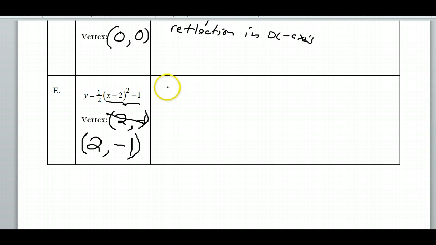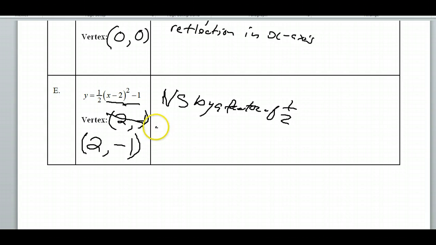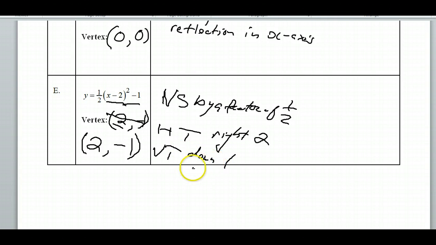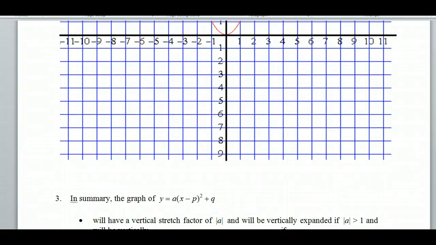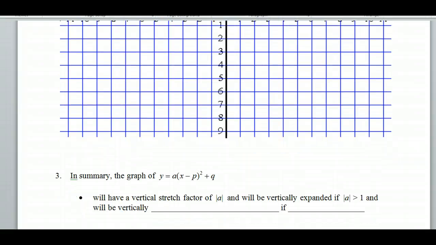Okay, now we need to describe in words what's going on here. So first we start with stretches. We have a vertical stretch, VS, by a factor of 1/2. We have a horizontal translation, HT right 2. And we have a vertical translation, down 1. Okay, so now as far as doing all of the graphs go, what you need to do is just go look at the sheets to find the graphs sketched on there. They'll be sketched very nicely and not have to deal with my kind of shaky graphs. And we'll finish this off.